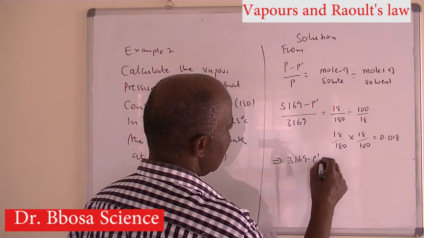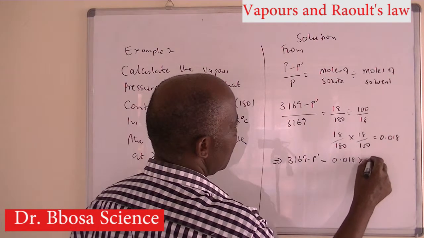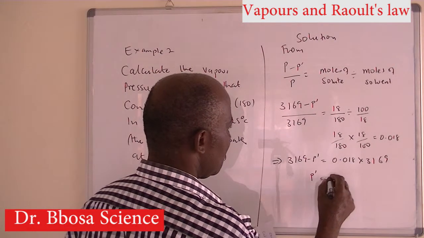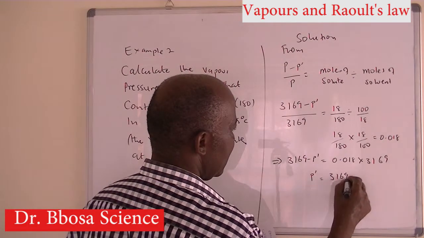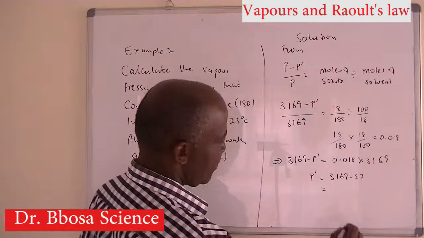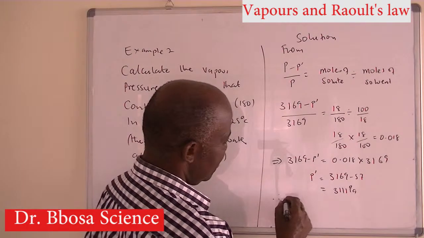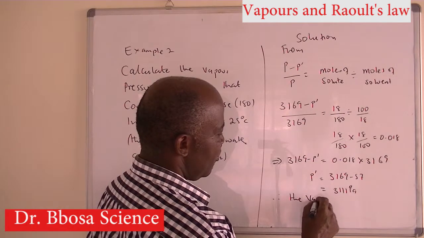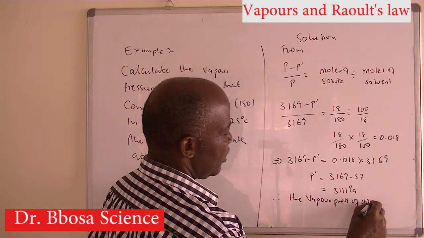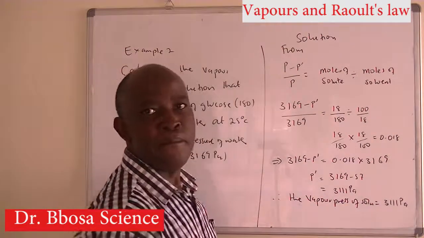It implies that 3169 minus P dash is equal to 0.018 times 3169. Then P dash is equal to 3169 minus 57, which is equal to 3111 pascals. Therefore, the vapor pressure of solution is equal to 3111 pascals.